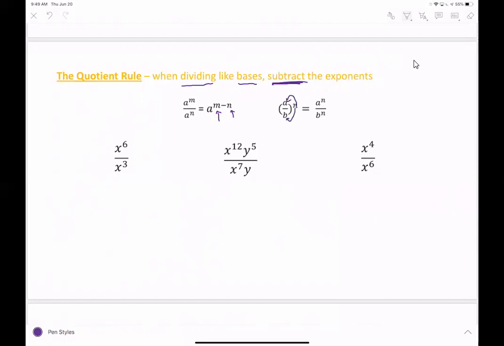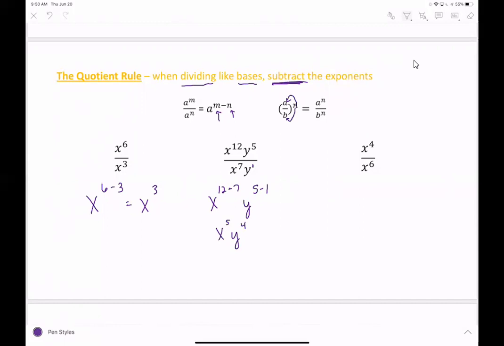So when we look at the first example, we're going to have x to the 6 minus 3, so we get x to the third power. The second example, we're going to do x to the 12 minus 7, y to the 5 minus 1. This is an understood 1. And we're going to get x to the 5th, y to the 4th.